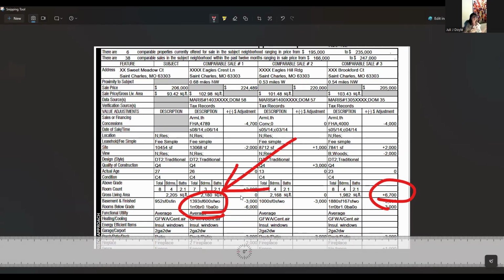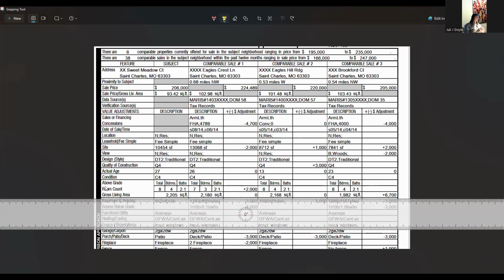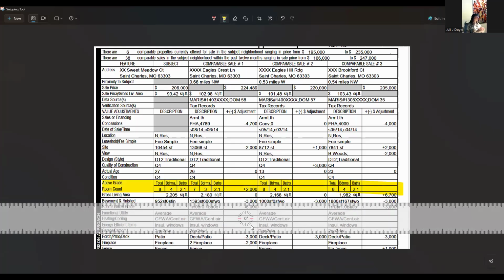I don't see it, but look at the price. It sold for $224. It sold for more than the subject. So there's obviously a market. There is a market for 3 bedrooms and a basement. They don't have to actually have that bathroom. So it does fly. But here's the most important thing. They need to be comparable.